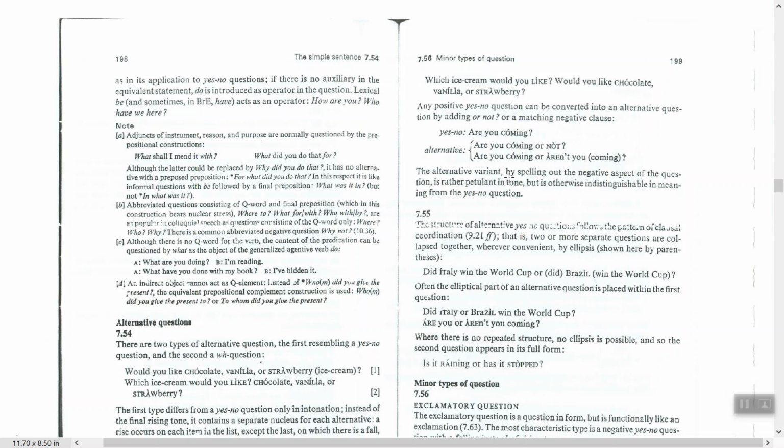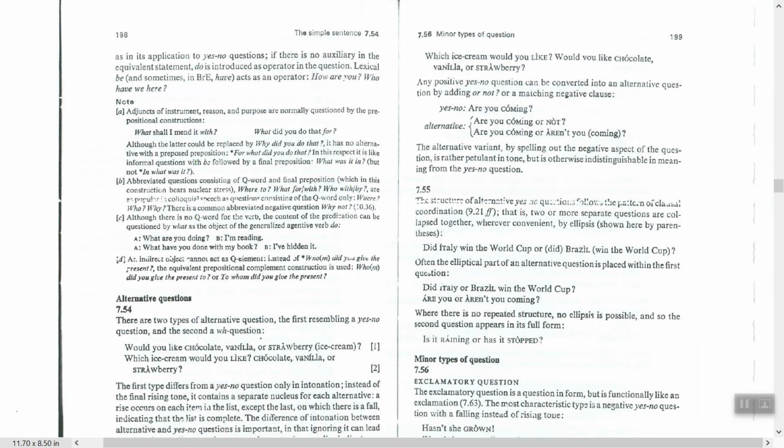"Are you coming or aren't you?" Or "aren't you coming?" Here, between the brackets it means optional. You see here?